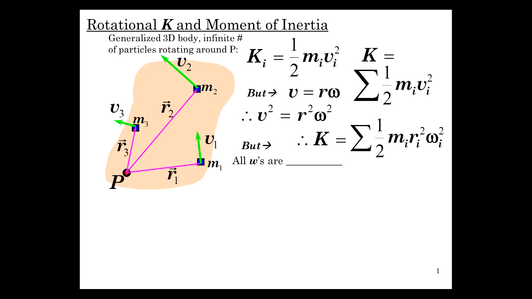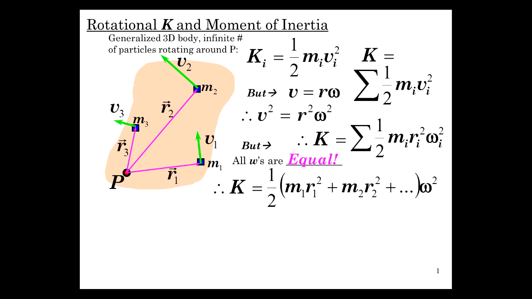All right. But also, all omegas are, you guessed it, equal because of the reasons we talked about. It's a rigid body, and so the angular velocity is the same for all particles. Therefore, we can factor out the 1/2 sum of m_i r_i squared and multiply everything by just omega squared. It's the same omega. So here it is written a little more succinctly.